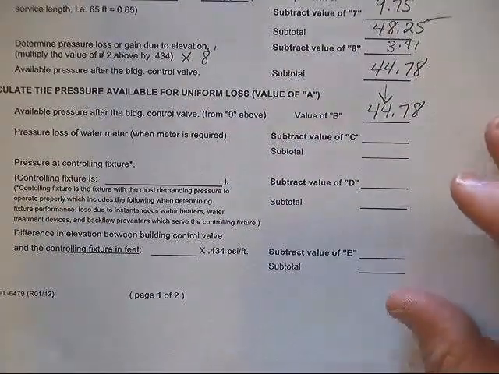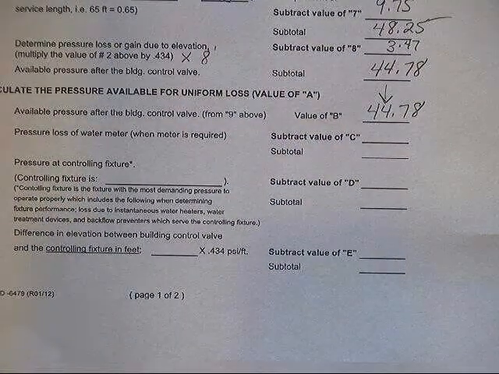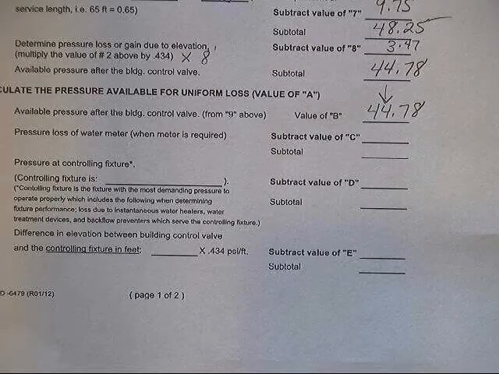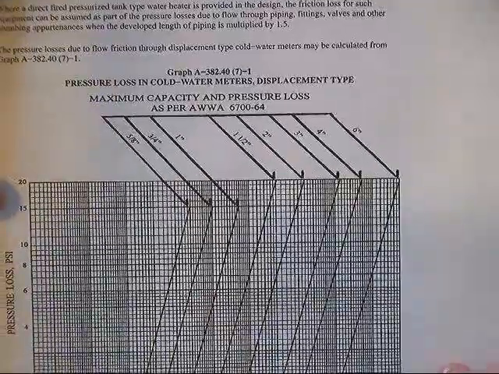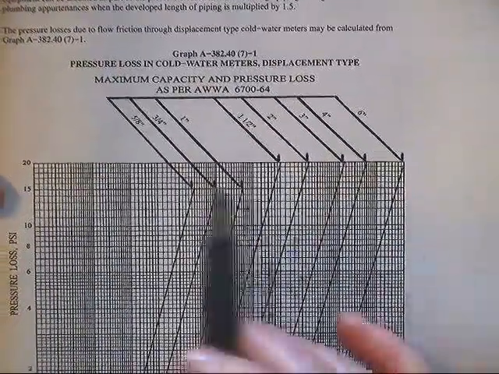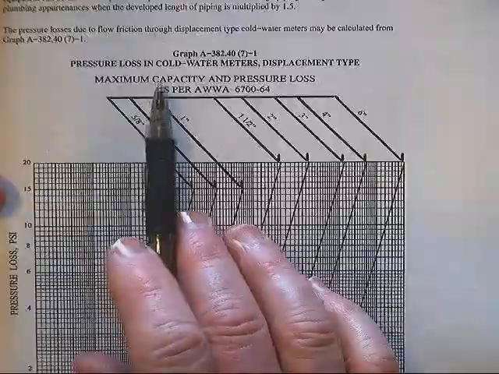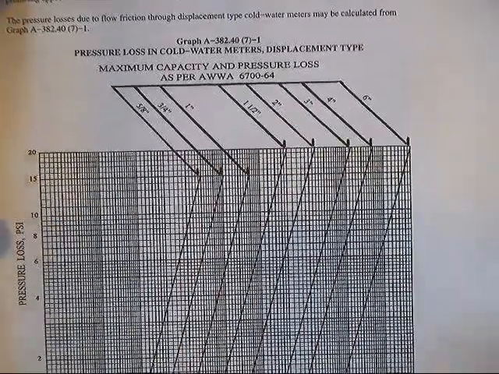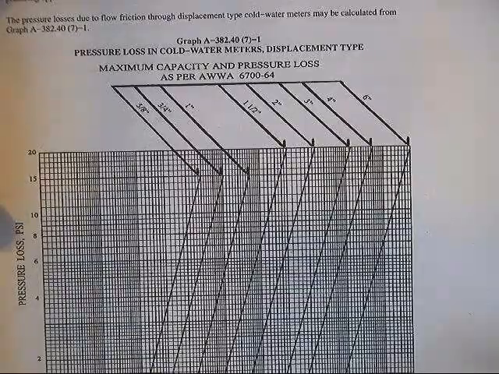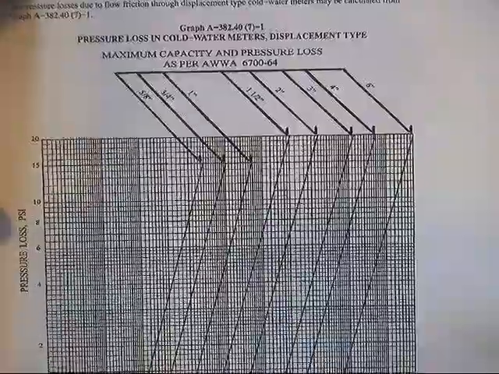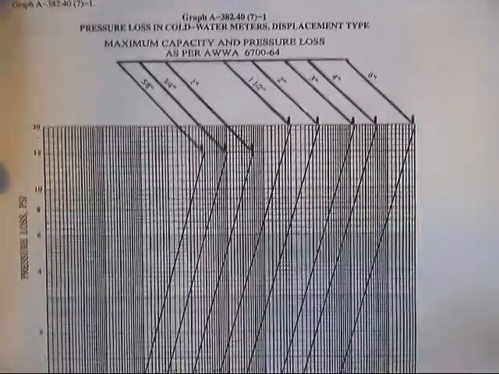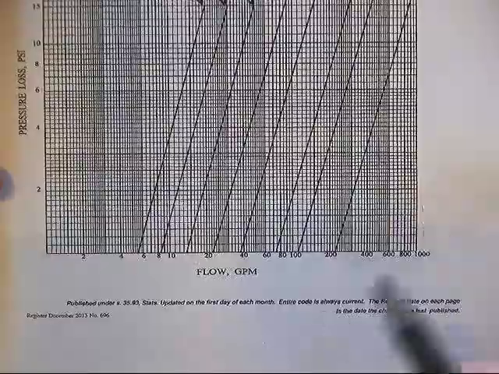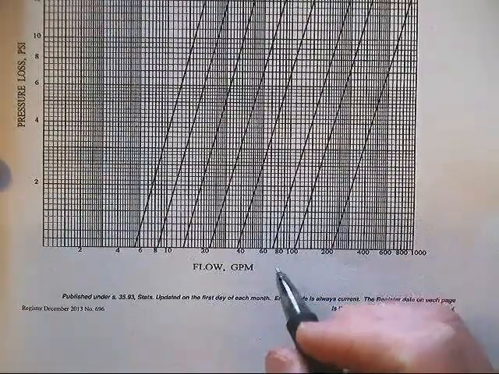With that, I am going to go to the appendix of the code book again, and there I'm going to find a graph that has the pressure loss through cold water meters, displacement type water meters, and we're going to figure out how much pressure loss we would have pushing the gallons per minute of this building through that water meter. To do this, we're going to start on the bottom side this time of the graph.